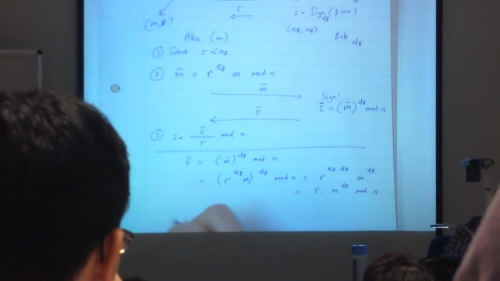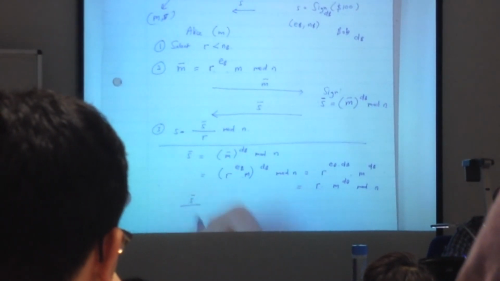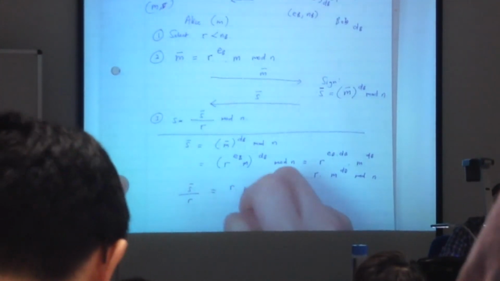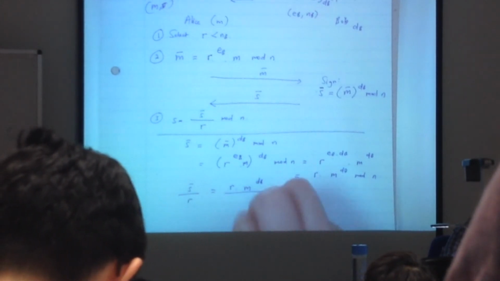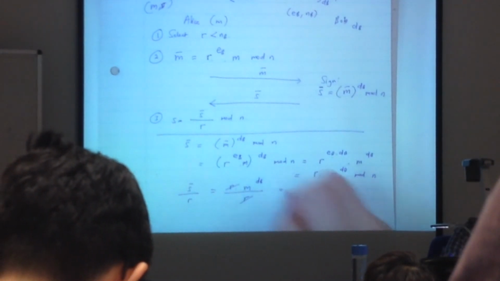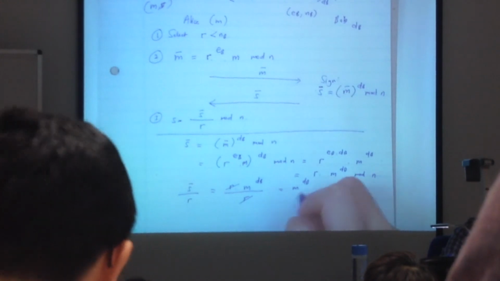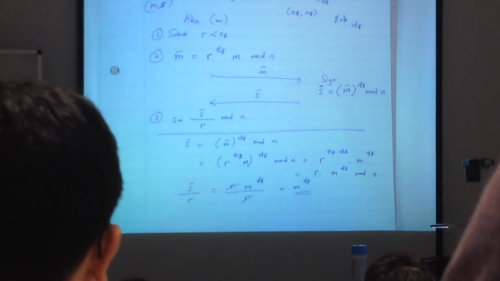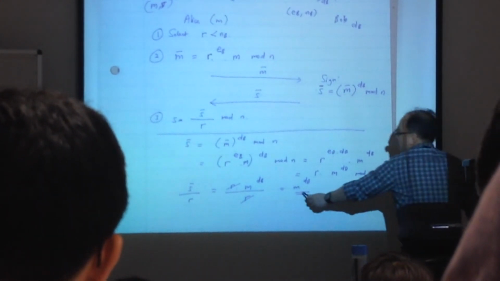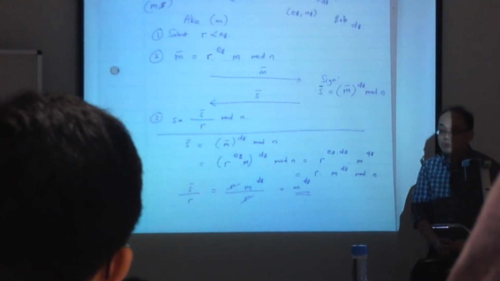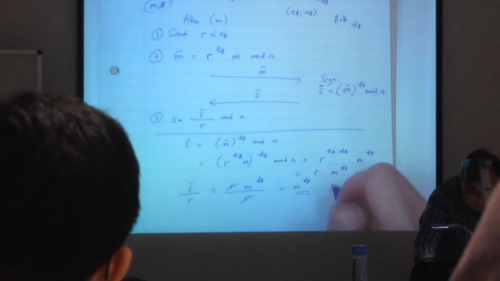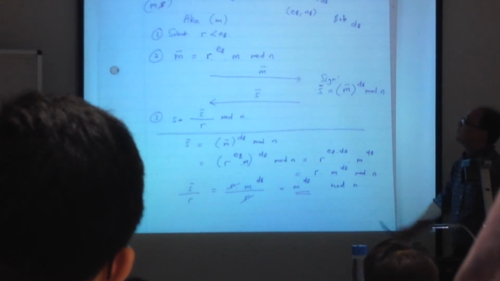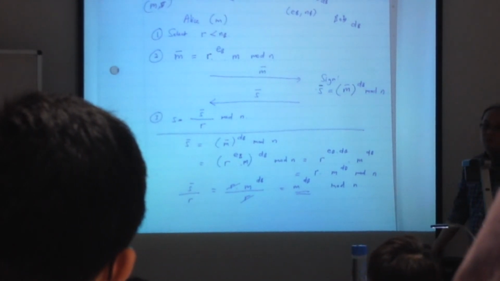So that's why when I do S bar divided by R, this is actually equal to R times M to the D_B divided by R, which is M to the D_B, which is a signature of the bank on M. You can see that the bank has never seen M, but now Alice will acquire M to the power of D_B. So this actually is a very nice scheme due to David Chaum.